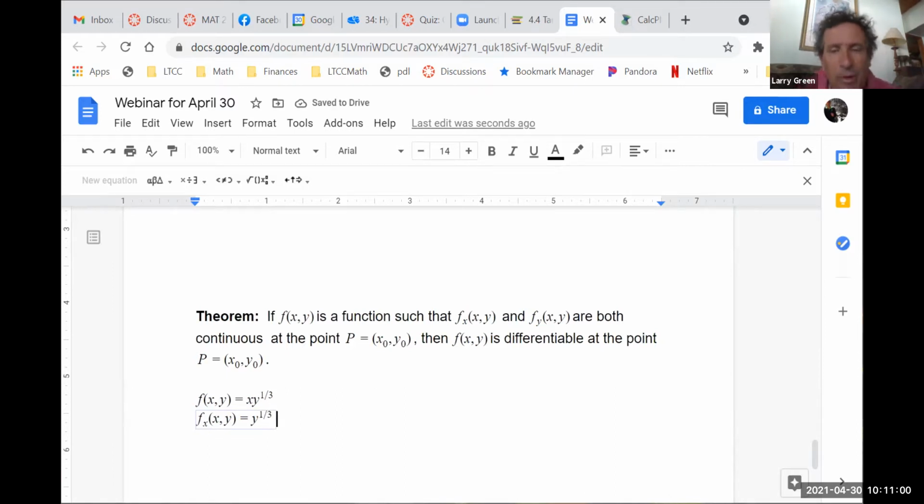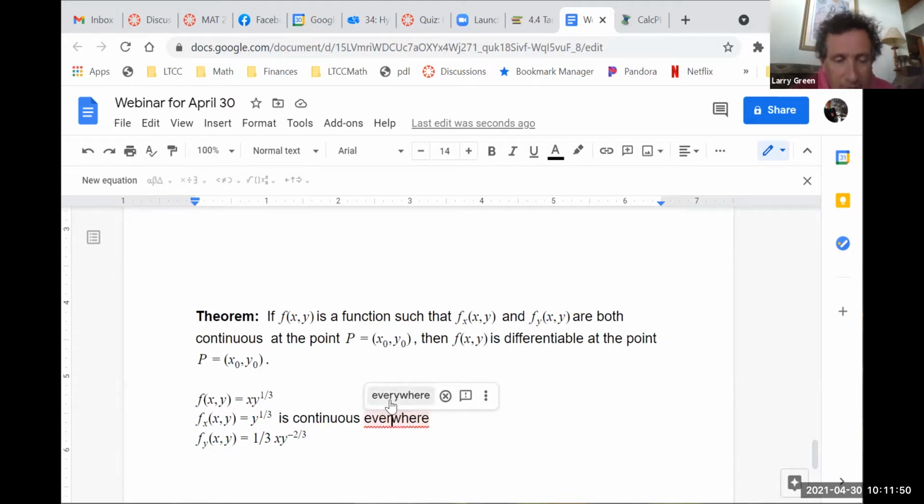By the way, does that have any points of discontinuity? Are there any x comma y's where y to the 1/3 is not continuous? Yeah, there's no problem with y to the 1/3. So that is continuous everywhere. Now let's do f sub y. And that is equal to 1/3 x y to the negative 2/3. Does that have any points where it's not continuous? Or is that continuous everywhere?